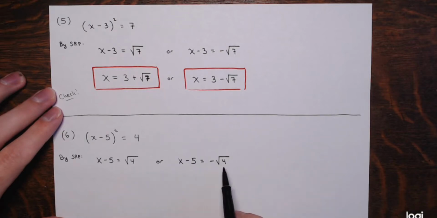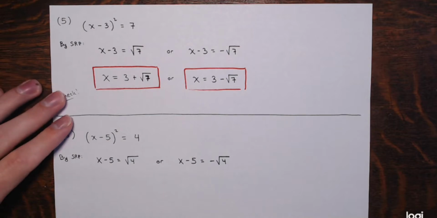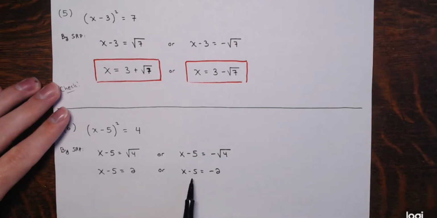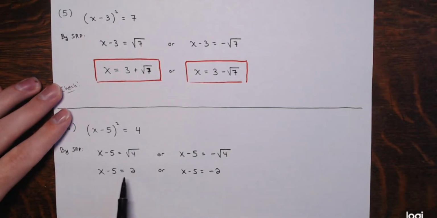And of course, the square root of 4 is 2. So x minus 5 can either be equal to 2, since 2 squared is 4, or x minus 5 can be negative 2, because negative 2 squared is also 4. But I'm not done yet. x is not alone. I just need to add 5 to both sides. If I add 5 to both sides of this, you get 2 plus 5, x equals 7. That's one possible solution. And negative 2 plus 5 is positive 3.